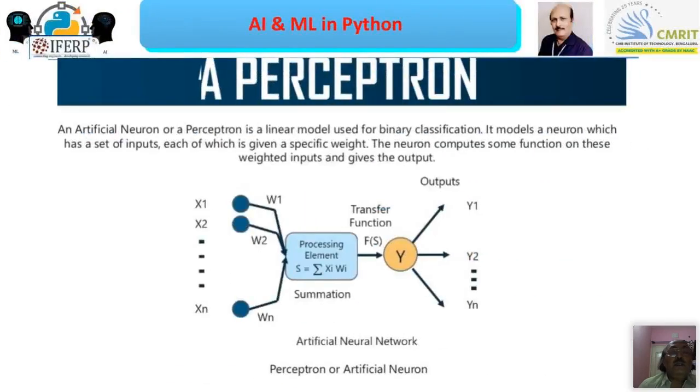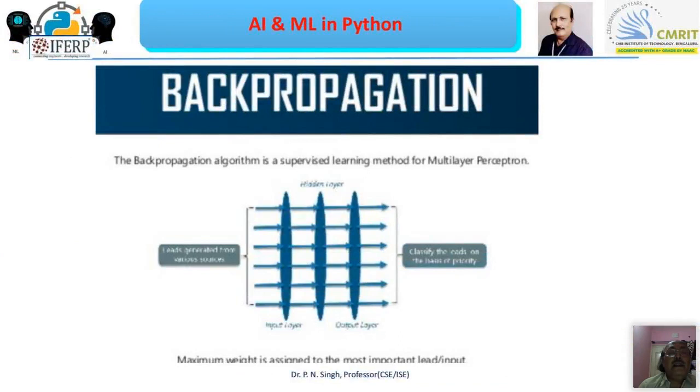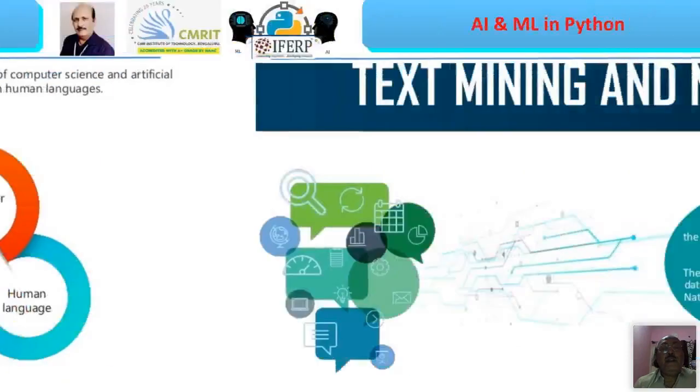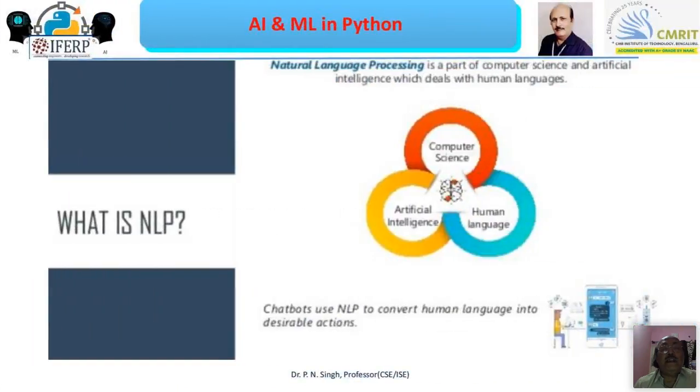Again, I will skip this one. I will take a little bit more time for perception. And what do you mean by perception? Multi-layer perceptron, backpropagation, need for text mining, and here natural language processing. Natural language processing is the part of computer science and artificial intelligence which deals with human language. I will display the first slide and last slide, but before that, I have to implement some machine learning algorithms in Python and show the execution.